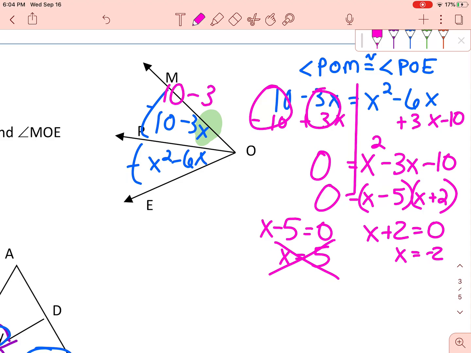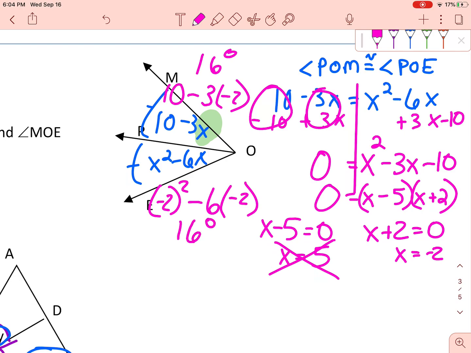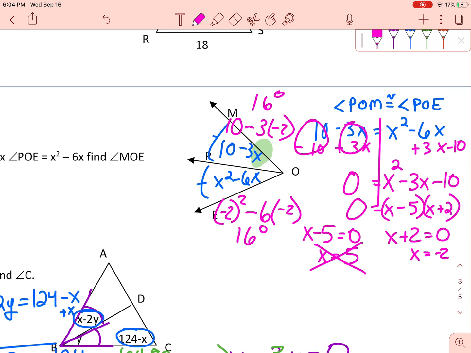So 10 minus 3 times negative 2 gives me 16 degrees. And negative 2 squared, negative 2 times negative 2 is positive 4. Minus 6 times negative 2, again, two negatives. So this is 4 plus 12, which is 16 degrees. So the measure of angle MOE will be 32 degrees.